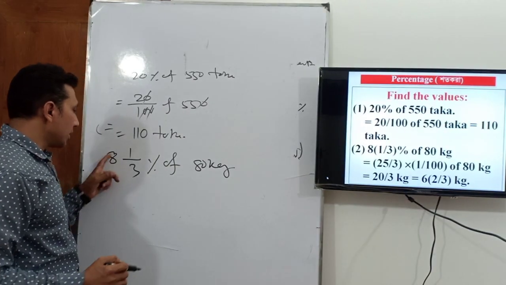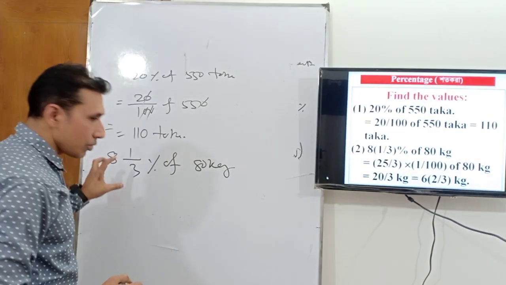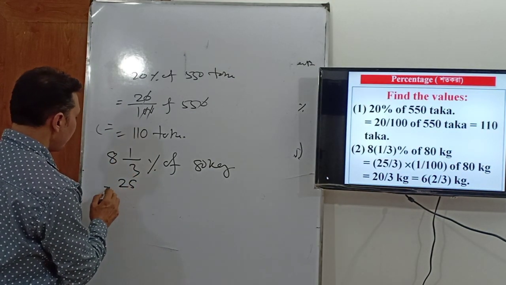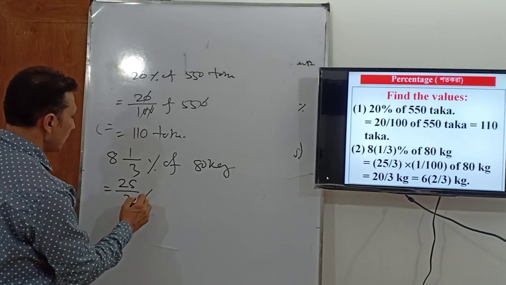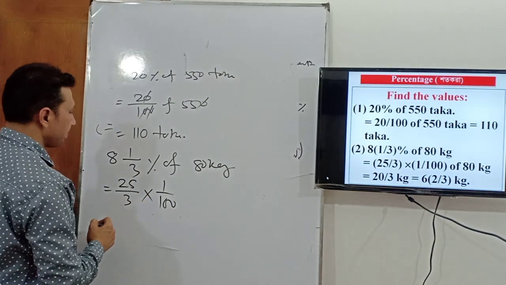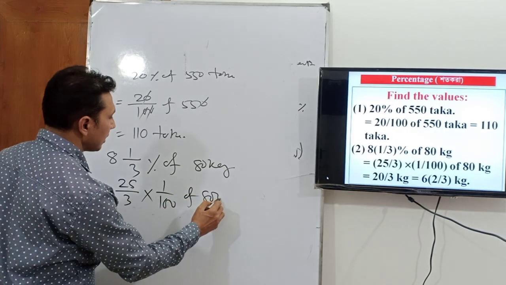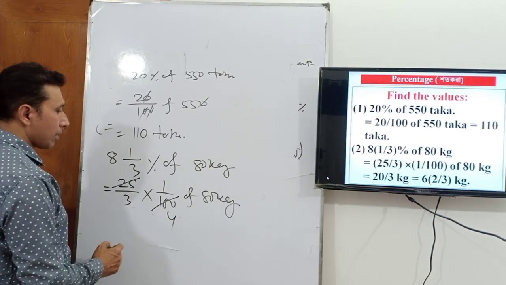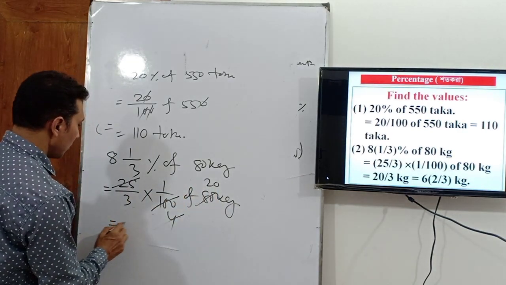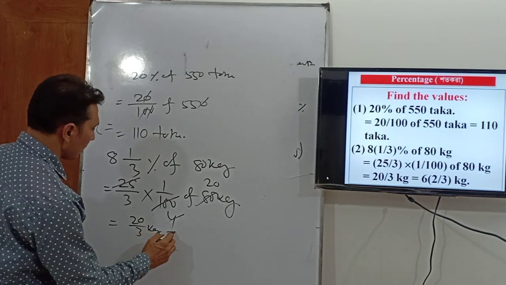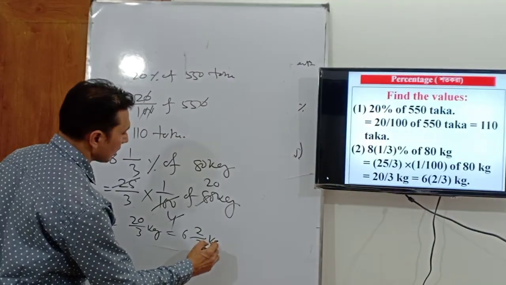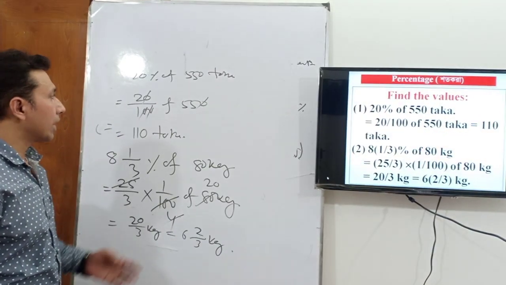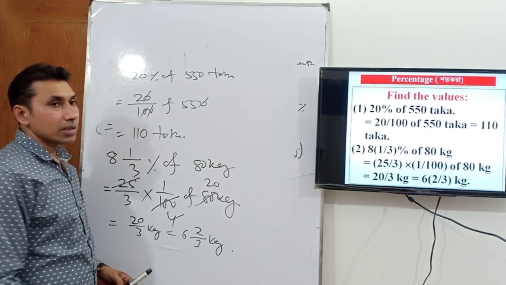Okay, so 8 whole 1/3 is a mixed fraction, and you have to convert it to an improper fraction like this: 25 by 3 into percent equal to 1 by 100 of 80 kg. So this is like, 25 by 300 into 80 equal to 20 by 3 kg, that means 6 whole 2 by 3 kg. This is the system to find the values of any expression.